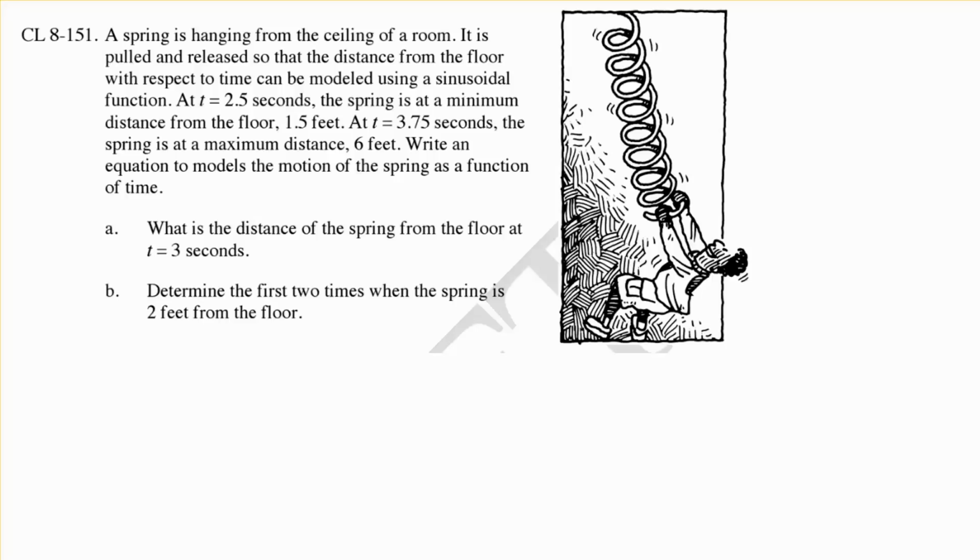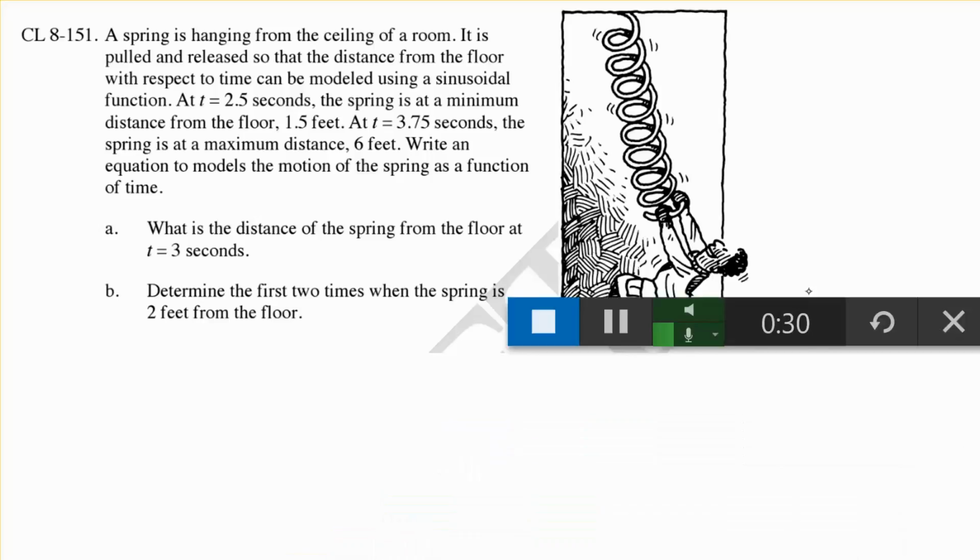All right, let's take a look here at closure 151. A spring is hanging from the ceiling of a room. It is pulled and released so that its distance from the floor with respect to time can be modeled using a sinusoidal function.